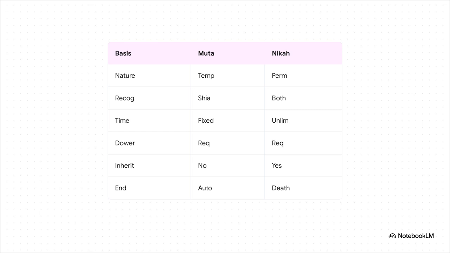Fifth, inheritance. In Muta, there is no mutual inheritance between spouses. In nikah, mutual inheritance exists. Sixth, dissolution. Muta ends automatically when the term expires. Nikah requires formal divorce or death. And finally, seventh, maintenance. Muta provides limited maintenance rights. Nikah provides full maintenance rights to the wife. Memorize this matrix, students. It's the absolute backbone of your examination answer.